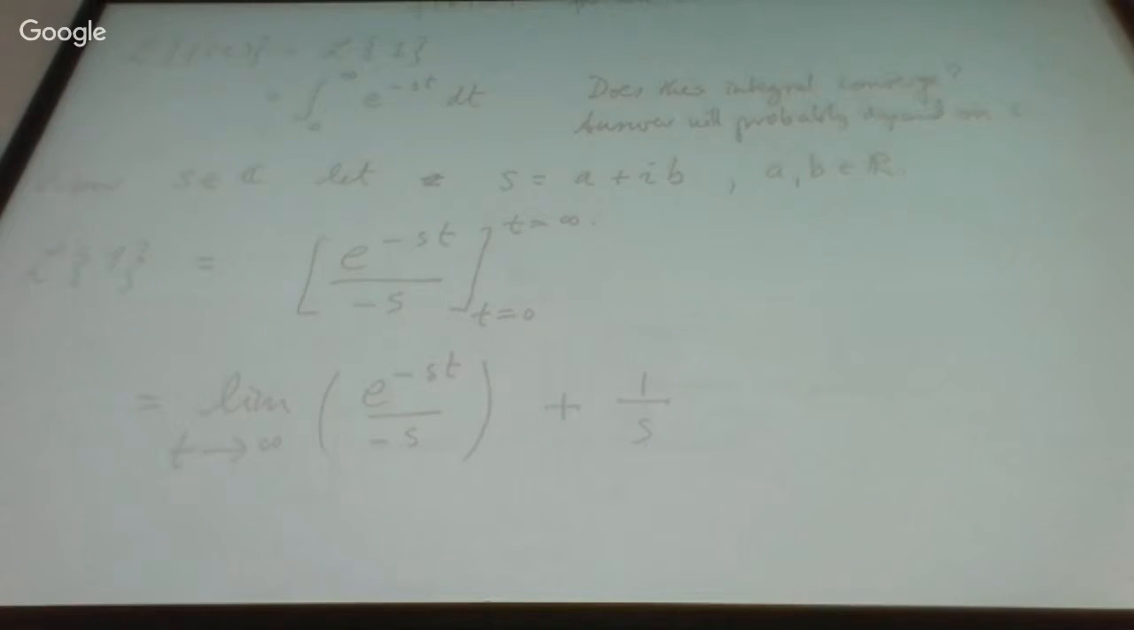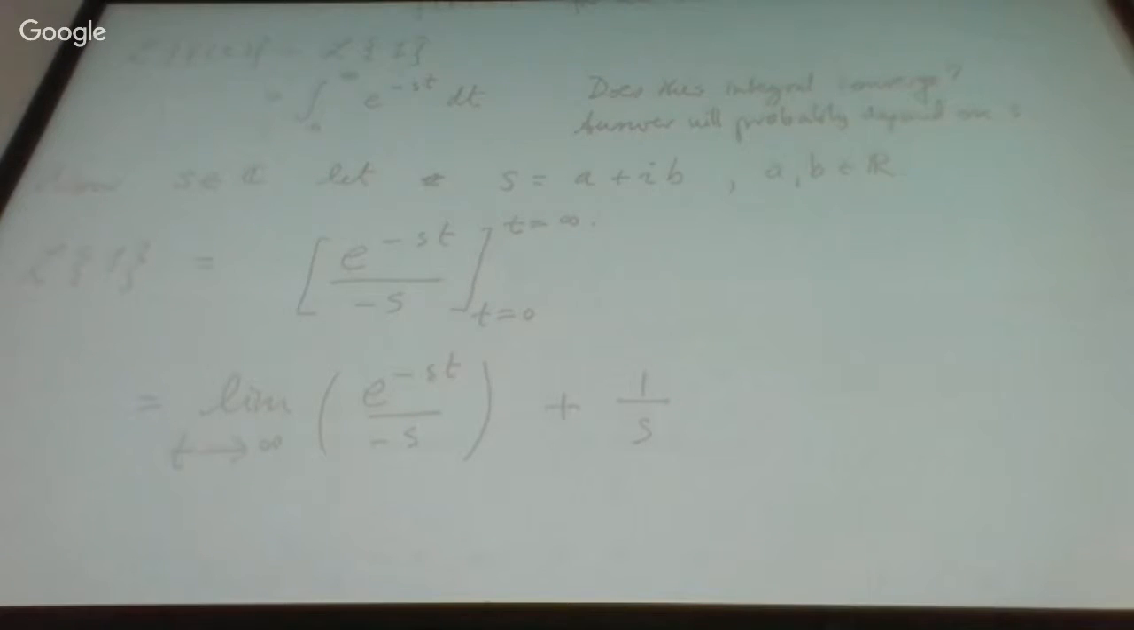Okay, so that's what it's looking like, but it may or may not be a valid value, depending on whether or not this limit exists. If this limit exists and has a certain value, then the result of the transform will be whatever this value is plus 1 over s. But if this is divergent, then this expression doesn't have a valid value. You're adding 1 over s to something that isn't defined. So the whole transform won't be defined, perhaps for certain values of s.